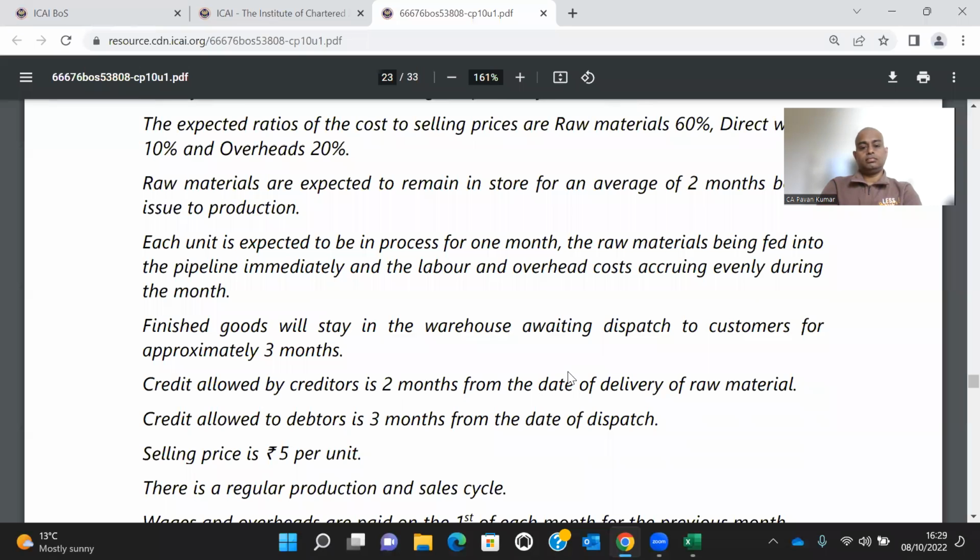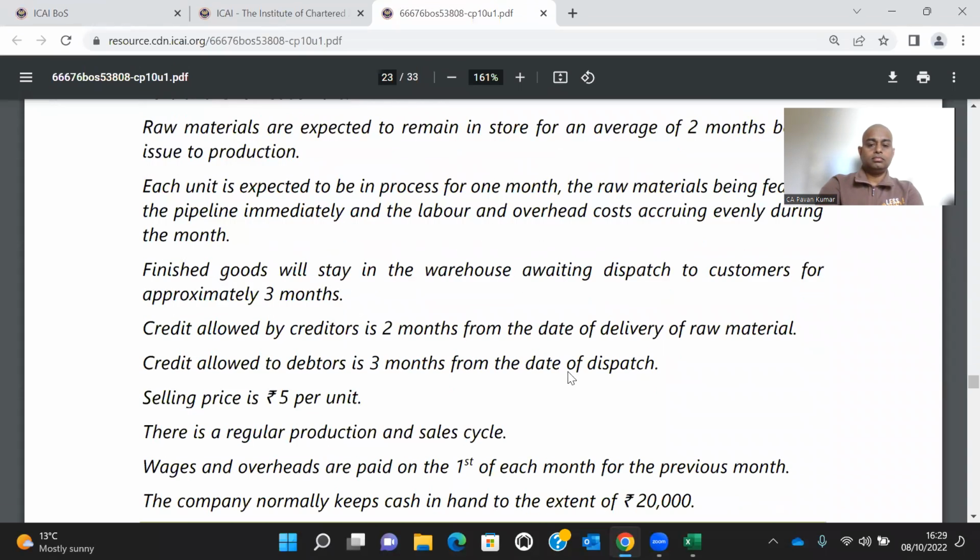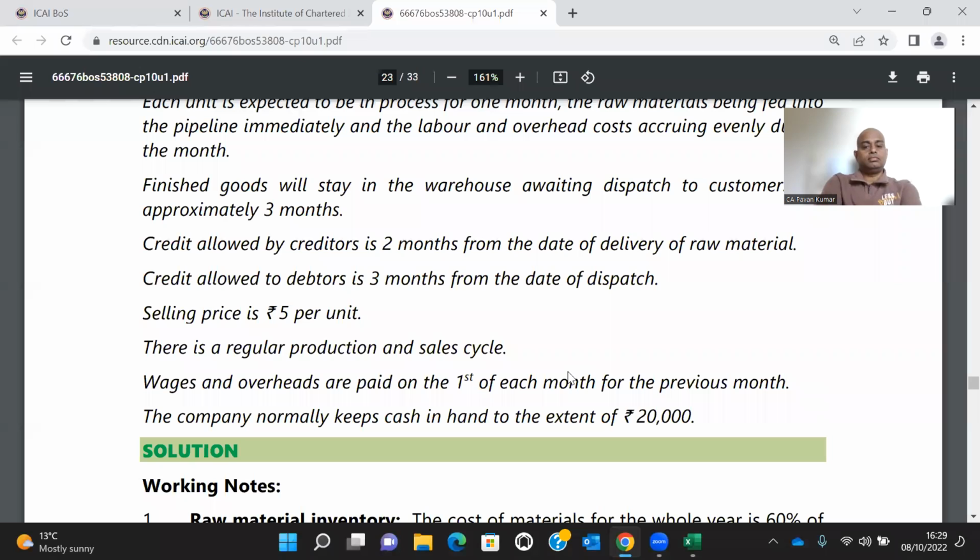Credit allowed by creditors is 2 months from the date of delivery of raw materials. Credit allowed to debtors is 3 months from the date of dispatch. Selling price is 5 per unit. There is a regular production and sales cycle. Wages and overheads are paid on the first of each month for the previous month. The company normally keeps cash in hand to the extent of 20,000.